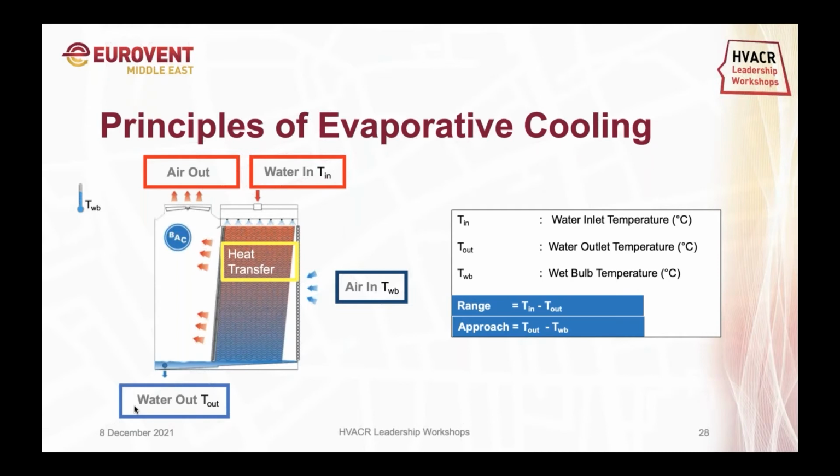Another important parameter on which the performance of the cooling tower is based is the ambient wet bulb temperature, which is represented here as TWB, and which helps us to define another very important term, which is the approach. The approach is the difference of temperature between the water out temperature and the wet bulb temperature of the ambient air. So with this, I move to the next slide to find out, as I raised the question before, that yes, there is a heat transfer between water and air, but what kind of heat transfer is it? Is it a sensible heat transfer or a latent heat transfer?